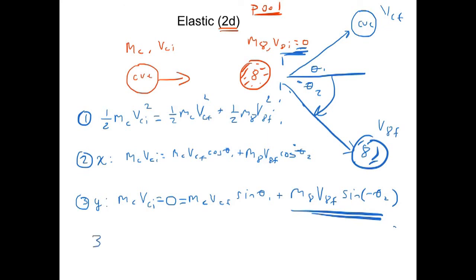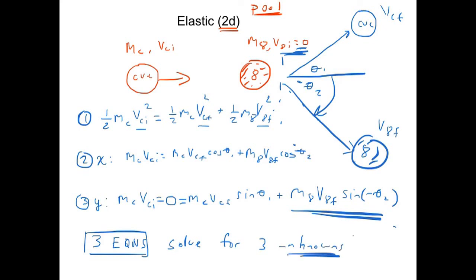And so now these are the three equations that we have. How many unknowns do we have? Well, potential unknowns would be the initial velocity and the final velocities, and potentially their masses might be unknown. But using these three equations, we'd be able to solve for three unknowns. So here's an example of how we break things down when we're dealing with two dimensions: we need to deal with kinetic energy as a scalar, but in terms of momentum, we need to break it up into its respective components.